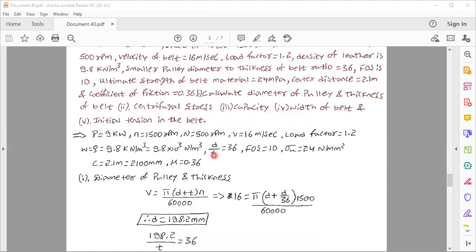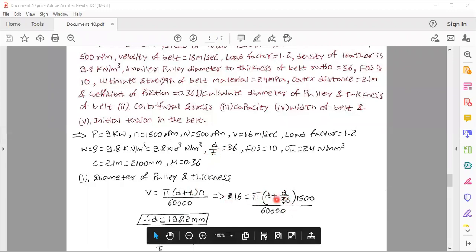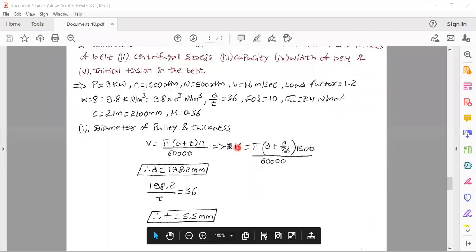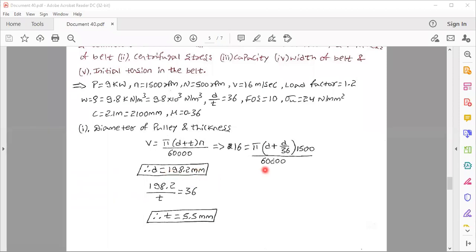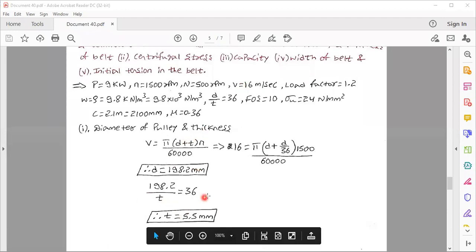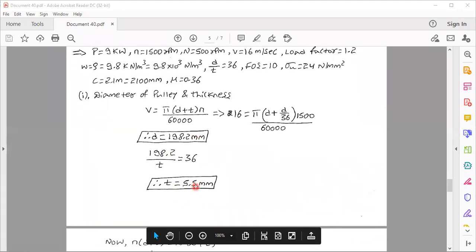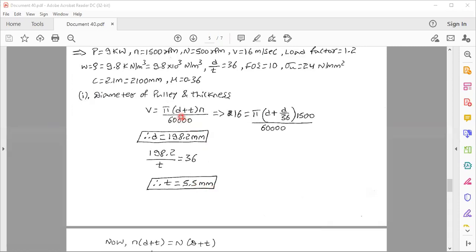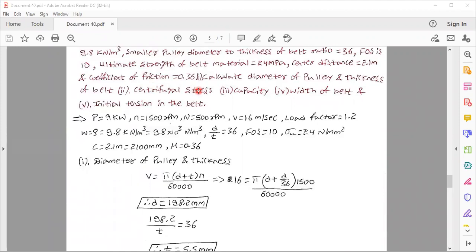Or you can take this t to the right hand side. Therefore t is equal to d by 36. In this you can take d common. After solving this you are going to get the value of d. It is 198.2 mm. Once you get this, you substitute that in this equation. Therefore t is equal to 198.2 divided by 36. T you are going to get as 5.5 mm. First he has asked you to calculate the diameter of the pulley and thickness. Both the values were calculated.